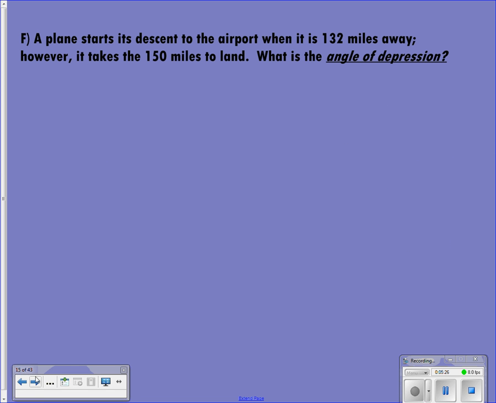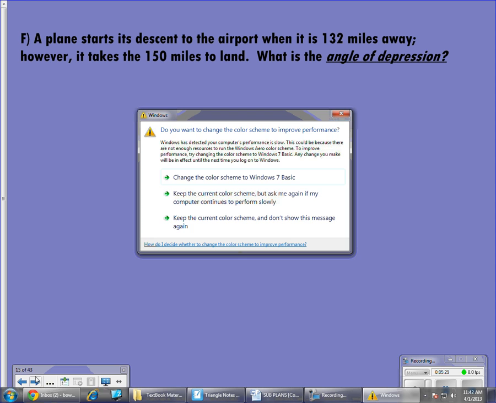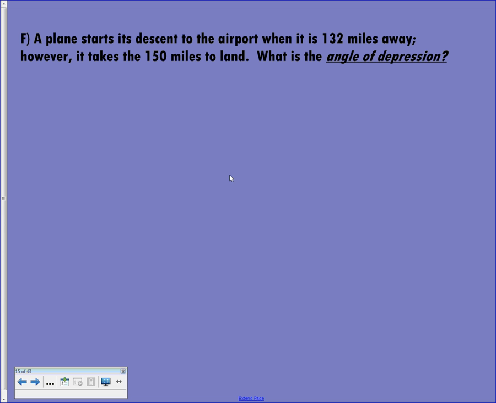So if I look at example F, a plane starts its descent to the airport when it is 132 miles away. However, it takes 150 miles to land. What is the angle of depression? Okay, so if it's 132 miles away, here's our plane, again, it's like a bird beak, whatever. It's 132 miles and here's the airport, right? So it's 132 miles away. However, the plane goes down obviously like this, and it's going to take that 150 miles to do so because you can't just go straight down.